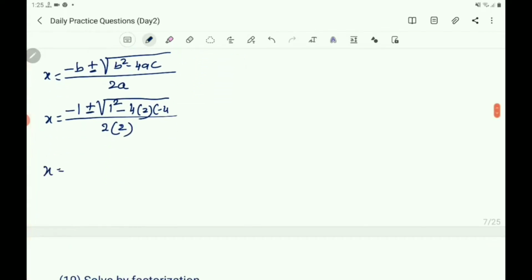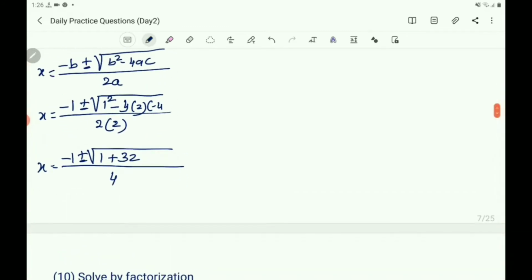Then x equals minus 1 plus or minus. Here minus 1 you write as it is, minus 1 plus or minus. After that you write whole root 1 square. 1 square is 1 into 1, 1, and here minus 4 into 2 into minus 4. So multiply it. 4 2s are 8, 8 4s are 32, but minus into minus becomes plus 32. How much is it? It is plus 32, and 2 2s are 4.